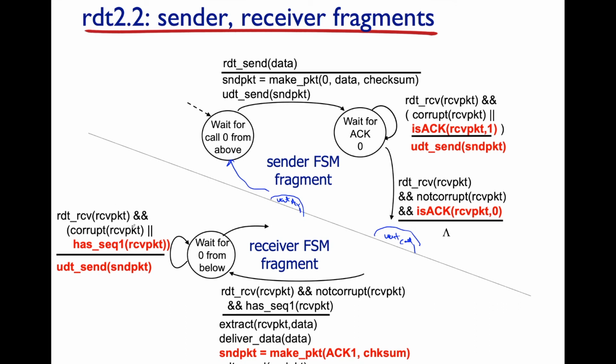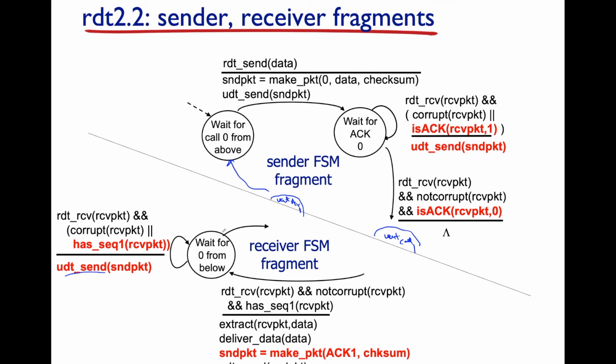We check if it's corrupt. If it's corrupt, that means the stored checksum and the calculated checksum are not the same. We do a UDT send, unreliable send. So we're resending the acknowledgement from the receiver, the acknowledgement that was most recently created. And so if we RDT receive, and it's the wrong sequence number 1, we also resend the acknowledgement. In that case, it's the acknowledgement for packet number 1 that we just created.